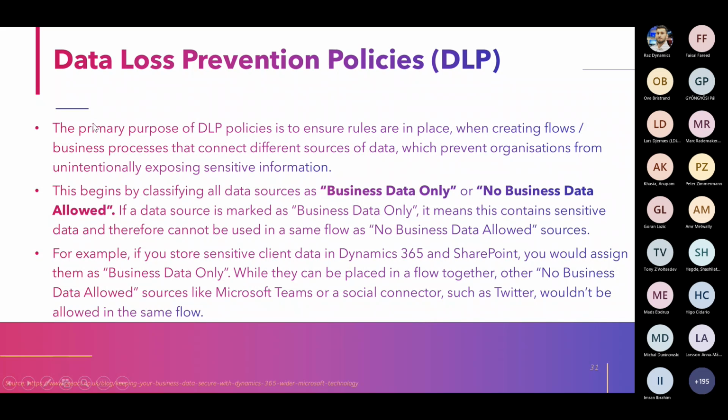For example, if you are storing sensitive client data in Dynamics 365 and SharePoint, you would assign them as business data only, because they store sensitive information for you. While they can be placed in the flow together, other no business data allowed sources like Microsoft Teams or social connectors such as Twitter won't be allowed in the same flow. That is the security that Microsoft provides: you cannot use business data only connectors with no business data allowed connectors.